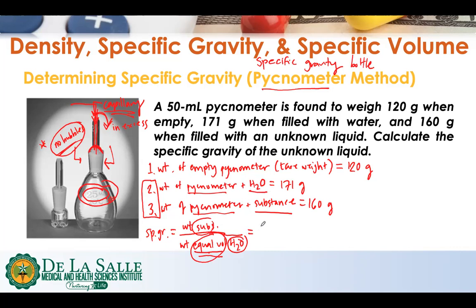So, how do we get the weight of the substance? The weight of the substance is basically the weight of the picnometer with the substance minus the weight of the picnometer when it is empty. 160 grams minus 120 grams, divided by the weight of an equal volume of water, which is the weight of the picnometer with water, 171 grams, minus the tare weight, which is 120 grams. And we will be able to get a specific gravity that is equal to 0.78.